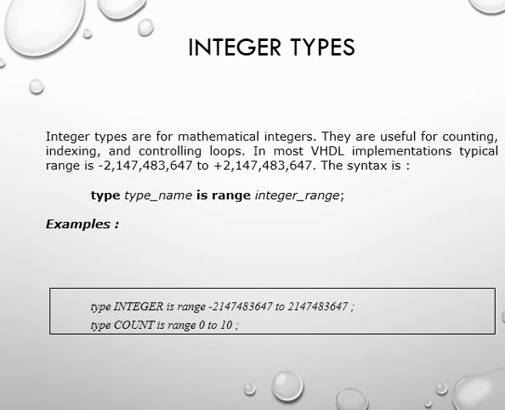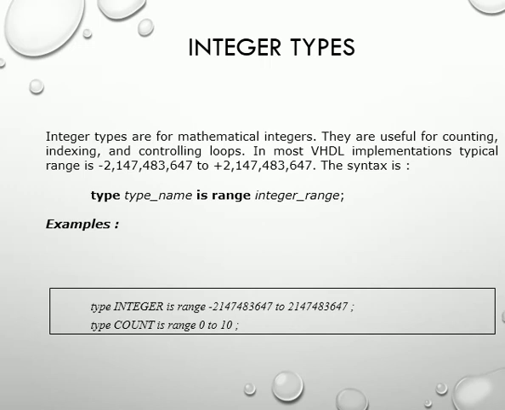So that is -2 raised to 31 minus 1 to plus 2 raised to 31 minus 1. So this is the range of the integer that we can have. The syntax for declaration of this type of data is: type, then type name, is a range. Whenever we are declaring an integer type, we need to specify the range. In the earlier example you must have seen that we declared the range.